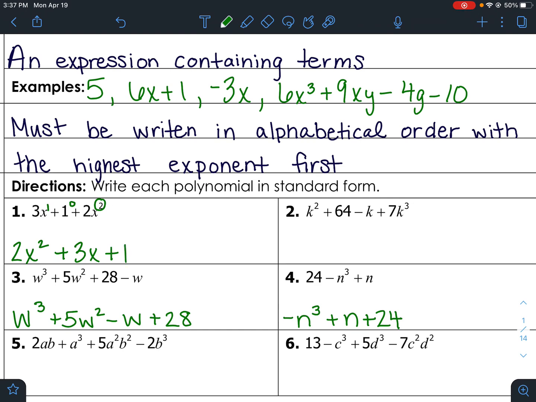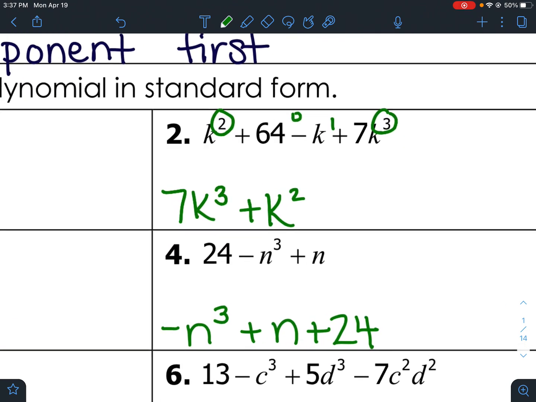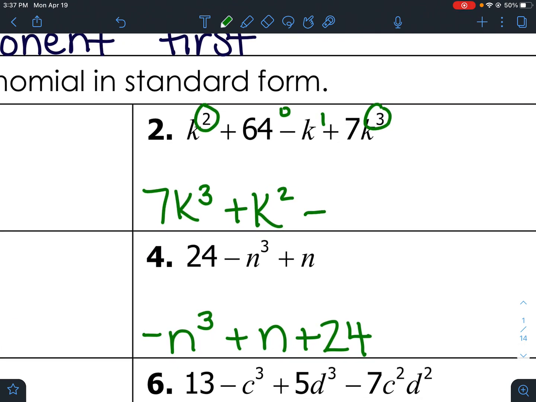Great, let's try another one. Here's number 2. Again, I've got a 3, I've got a 2, I've got a 1, and a 0. Doing it in order from biggest to smallest, 7k to the third comes first. Then my k squared. This one's tricky. Make sure you bring that negative with you in front of that k. And then plus 64. Beautiful.